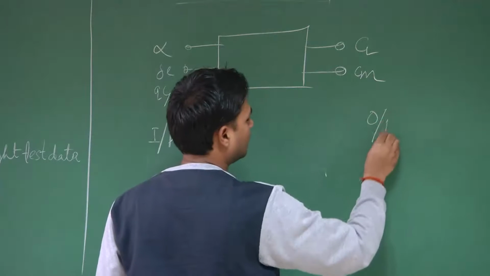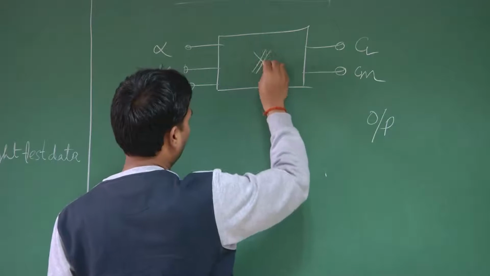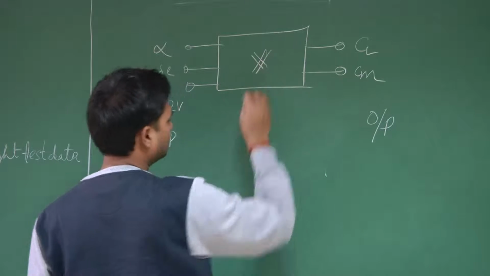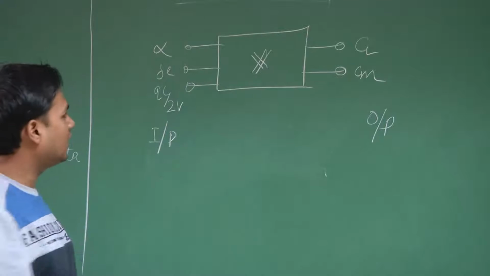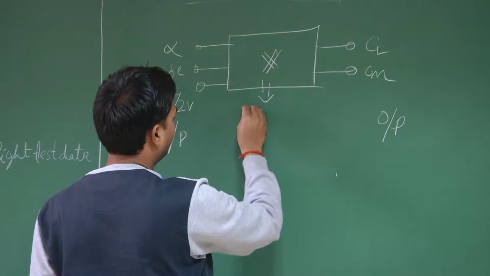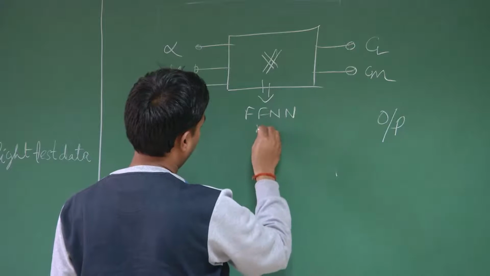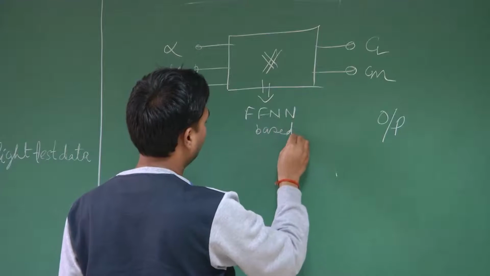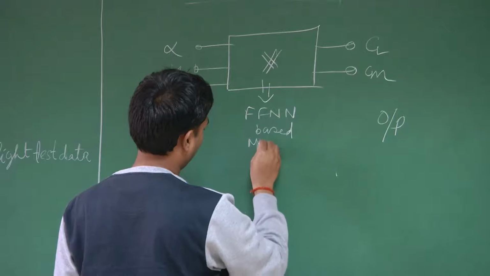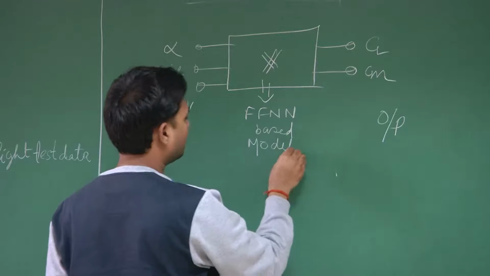This is output. Now you have this model, which was earlier a black box, as a feed forward neural network based model. You have a trained model. Okay, so this part we have done.